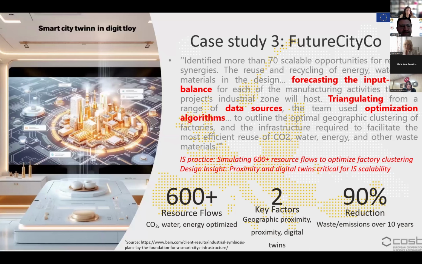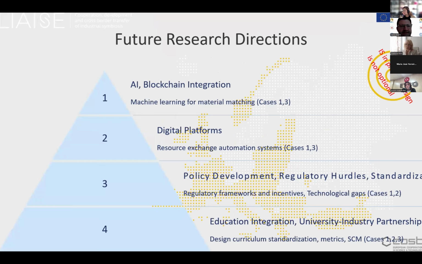To conclude, there are four main future research directions to be followed in order to bridge research with real-world applications that are related to the integration of artificial intelligence and blockchain integration, machine learning, like in the cases one from Cascadia Produce or Future City Co, and also for the resource exchange automation systems. In the same cases, Cascadia Produce and Future City Co.